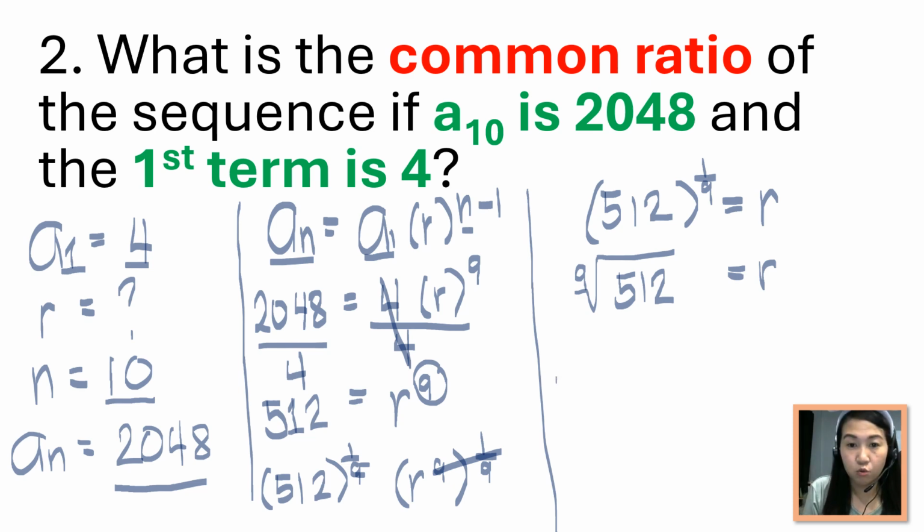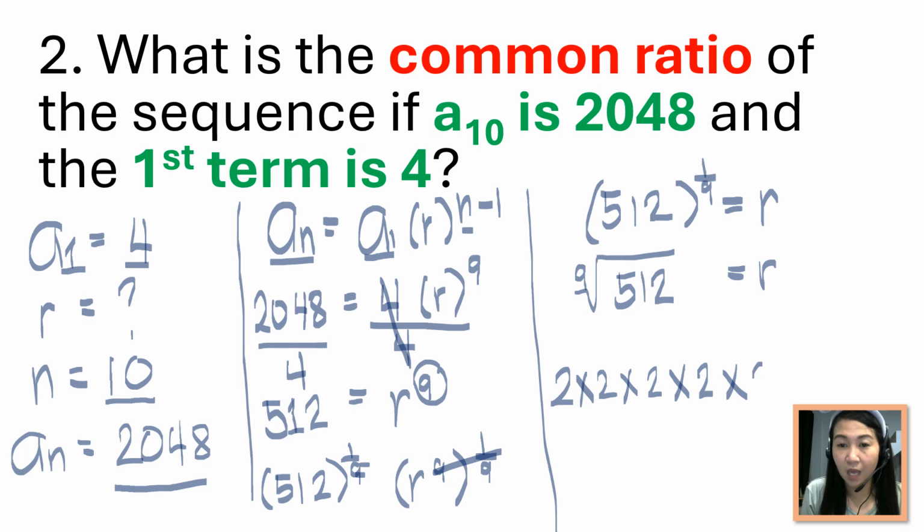Okay, so 2 times 2, that is 4. 4 times 2, that would be 8. 8 times 2, that would be 16. 16 times 2, that would be 32. 32 times 2, that would be 64. 64 times 2, that would be 128. 128 times 2, that would be 256.